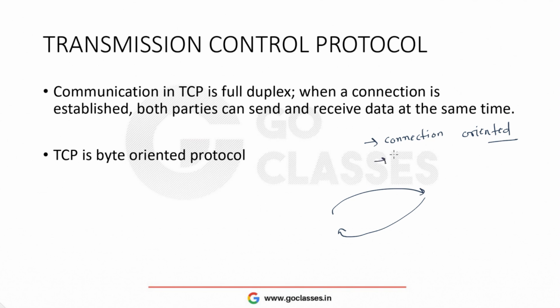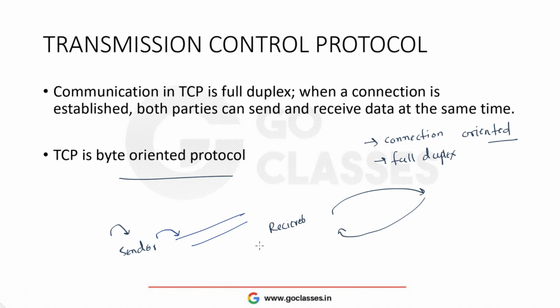And it is full duplex. And it is basically a byte-oriented protocol, which means that it puts the bytes on the channel. So when there is a sender and a receiver, and they want to communicate, there will be a logical connection between sender and receiver. And we say that TCP is byte oriented, which means that TCP sends bytes and keeps a count of each byte that TCP is sending. So that's why we say that TCP is a byte oriented protocol.